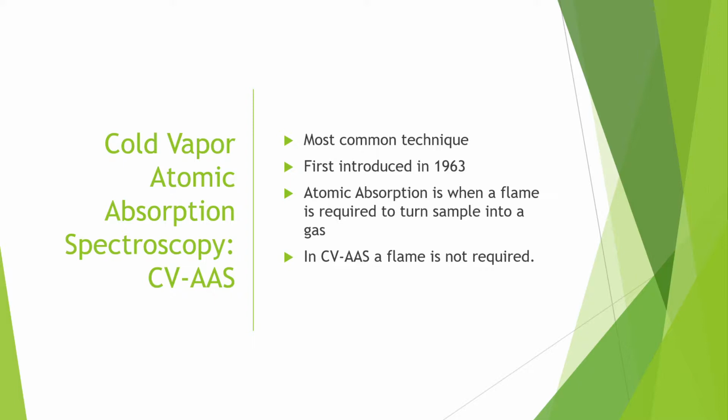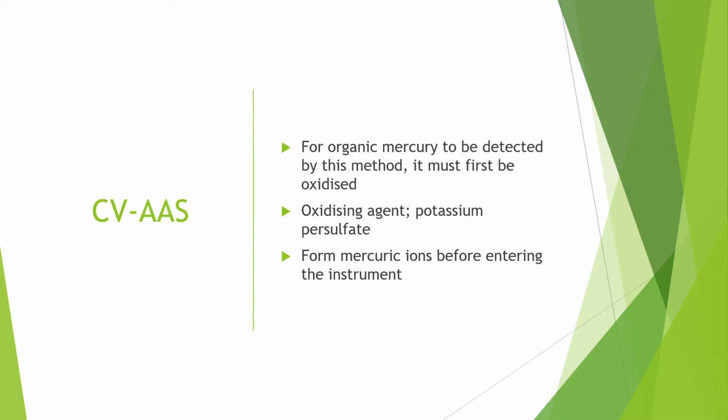The difference between the cold vapor atomic absorption and the normal atomic absorption is that in the classic method, a flame is required to turn the sample into a gas, whereas in CVAAS, a flame is not required. Both organic and inorganic samples of mercury can be detected via cold vapor atomic absorption spectroscopy.